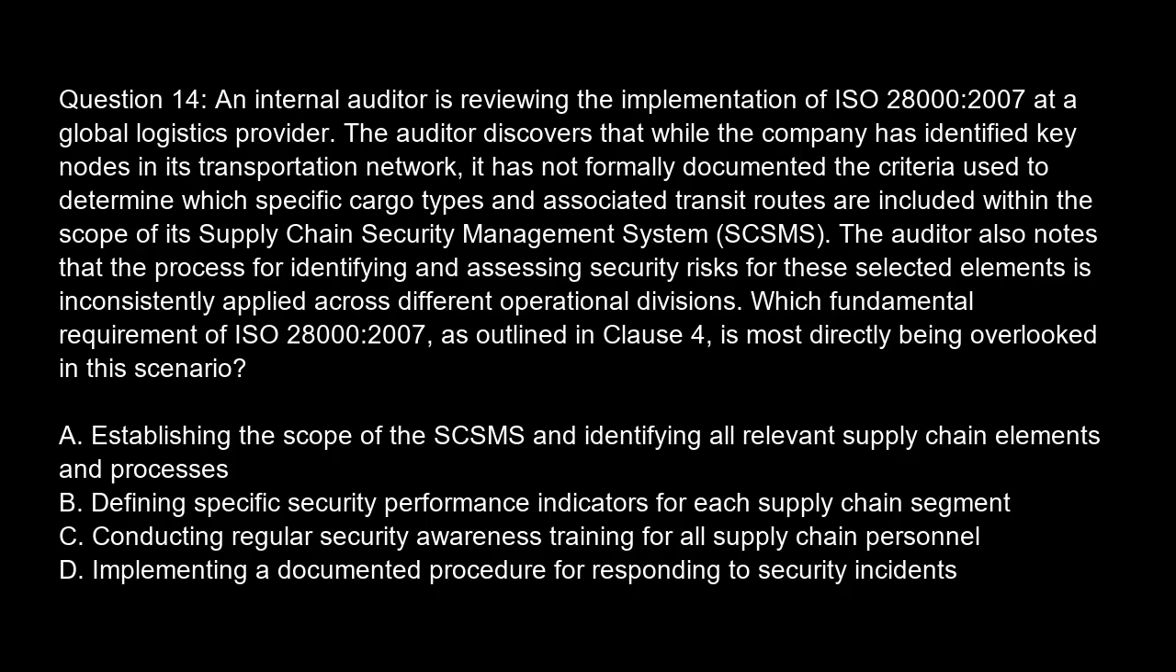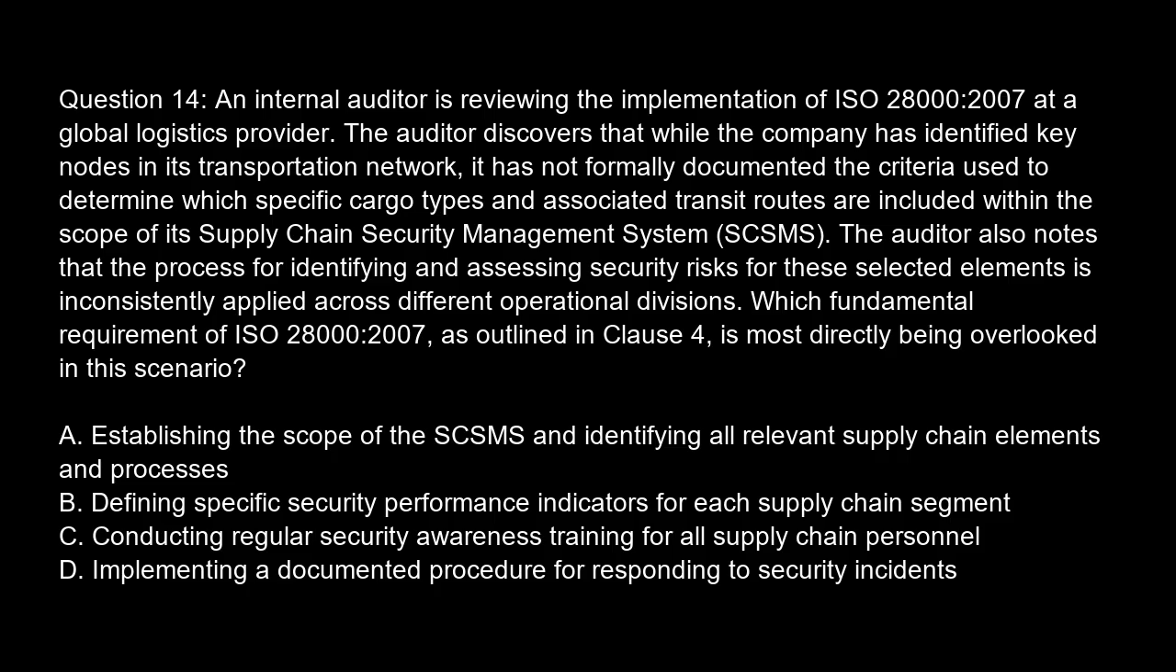Question 14. An internal auditor is reviewing the implementation of ISO 28000-2007 at a global logistics provider. The auditor discovers that while the company has identified key nodes in its transportation network, it has not formally documented the criteria used to determine which specific cargo types and associated transit routes are included within the scope of its supply chain security management system, SCSMS.